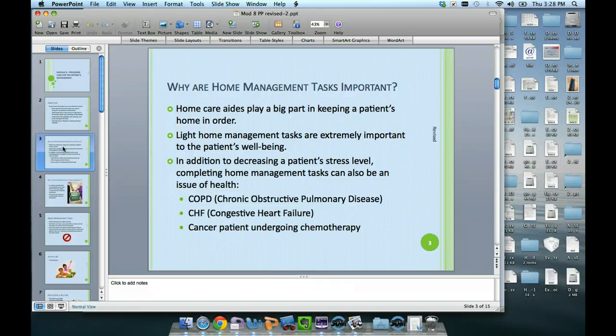So welcome back to CMA Full-Time. So our patients with COPD often need an environment that's free of dust. Once they get out of the hospital, dust can actually exacerbate COPD symptoms, so we may do a little bit of light dusting. Patients with CHF, or congestive heart failure, have difficulty lifting because they as well can't breathe. So they may need help with lifting the basket for laundry.